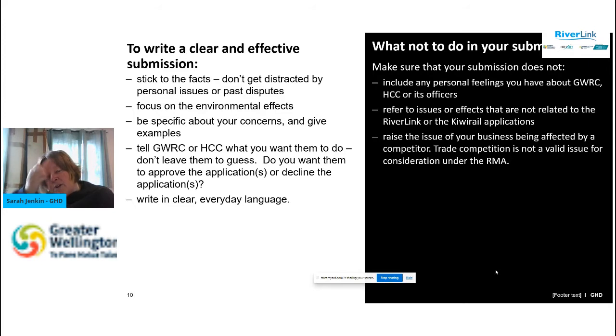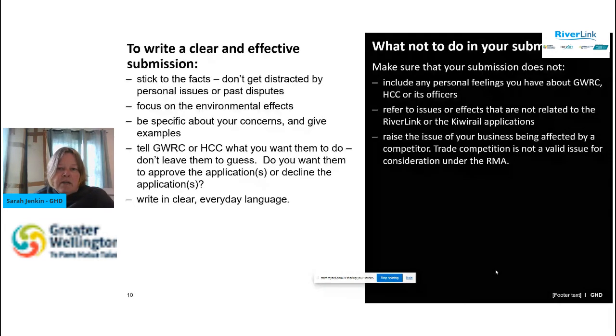Now, this may not be relevant for RiverLink, but I thought it was important to make a note of as well, is that you can't object to something on the basis of trade competition. So because you think something going ahead by a competitor will have an impact on your business. You can talk, however, about the effects, positive or negative, you think a development might have on your business if it's unrelated to trade competition.